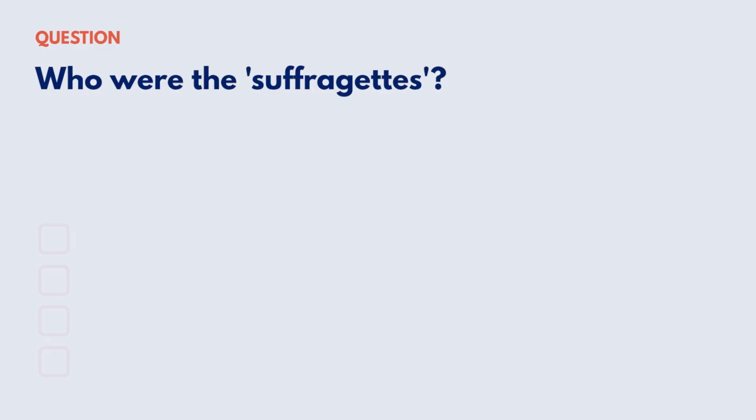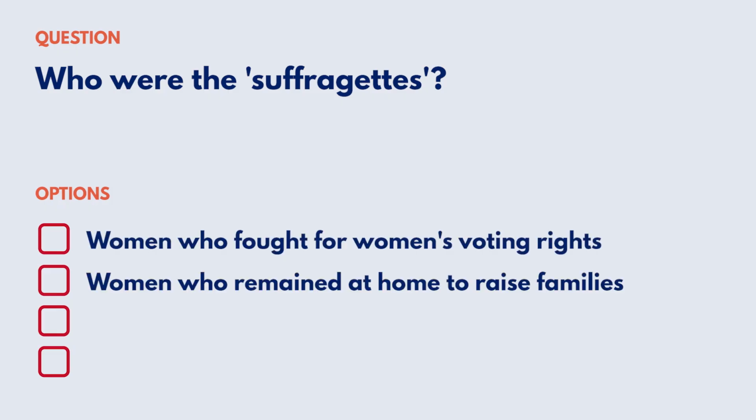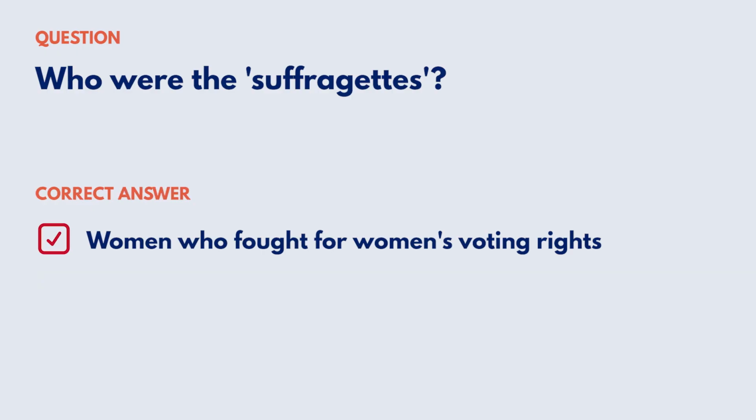Who were the suffragettes? Women who fought for women's voting rights. Women who remained at home to raise families. Women who opted to be single. Women who moved to India from the UK. Correct answer, women who fought for women's voting rights.